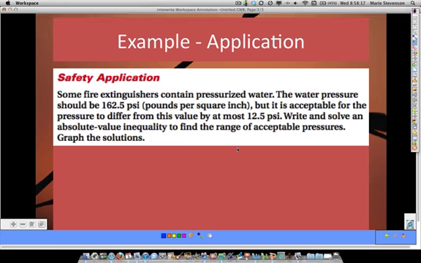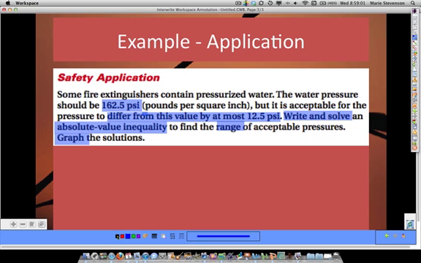It says some fire extinguishers contain pressurized water. The water pressure should be 162.5 psi, which is pounds per square inch. But it is acceptable for the pressure to differ from this value by at most 12.5 psi. Write and solve an absolute value inequality to find the range of acceptable pressures. Graph the solutions. So it says the pressure should be 162.5 psi, but it can differ by at most 12.5. Write and solve an absolute value inequality to find the range, and then we're going to graph our solutions.